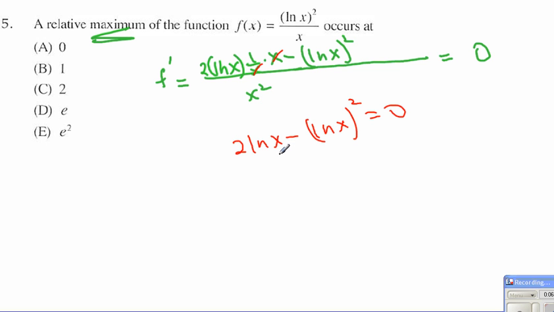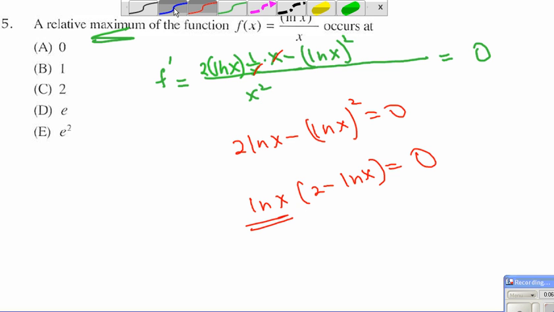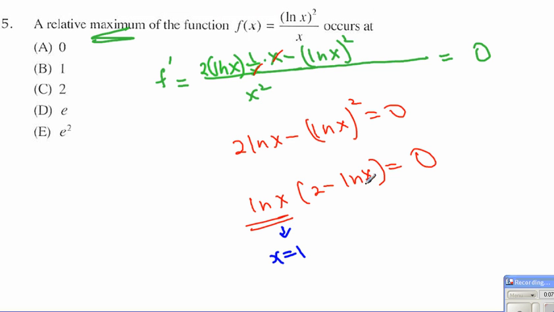Now by factoring out ln, we will end up getting ln of x times 2 minus ln of x equals 0. Now here, of course, we realize that each factor will be the one value to set this equal to 0. In order for that one to be equal to 0, x has to be equal to 1. Here, in order for this one to be equal to 0, x has to be e squared.